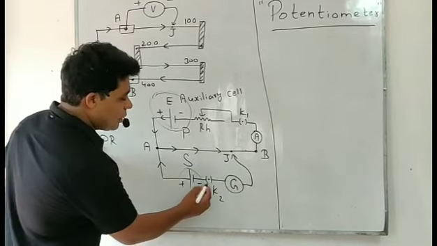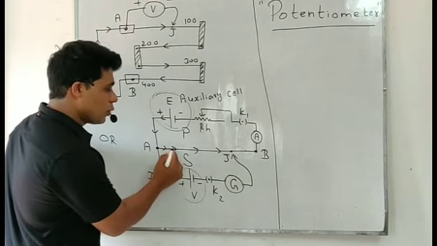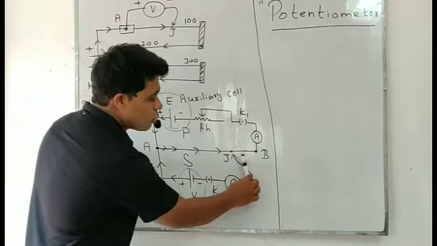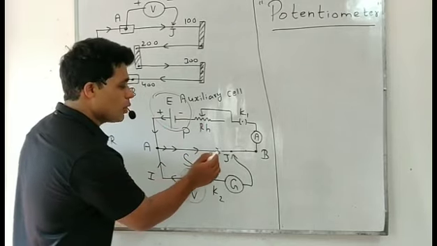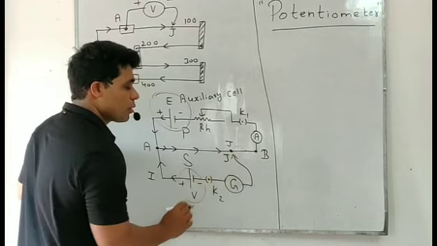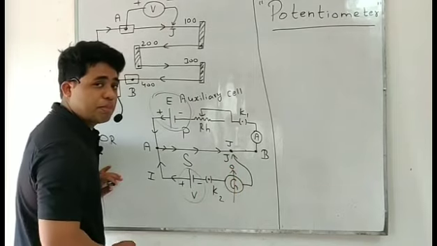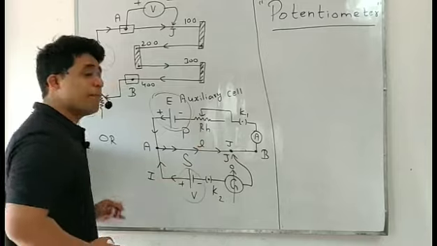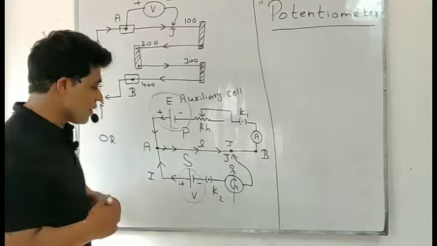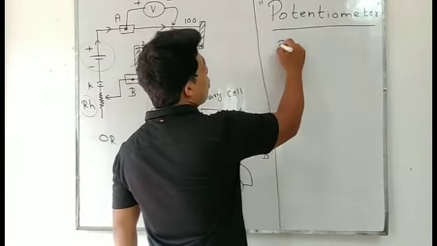Look, students, when the switch K2 is on, current I will flow from this cell through the potentiometer wire AB. What will we do, students? We will hold the jockey wire and slide over the wire AB. Suppose when we touch the jockey wire at this point, suppose this is point J, the galvanometer will show zero deflection. So from A to J, this is said to be the balancing length. So we'll find the potential difference between A and J by using Ohm's law.